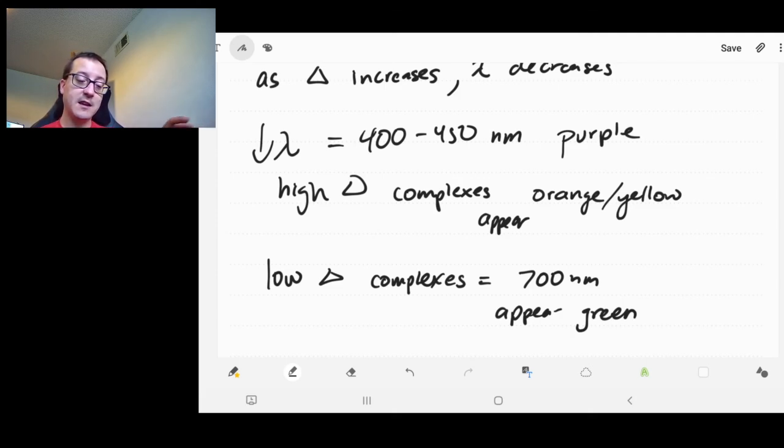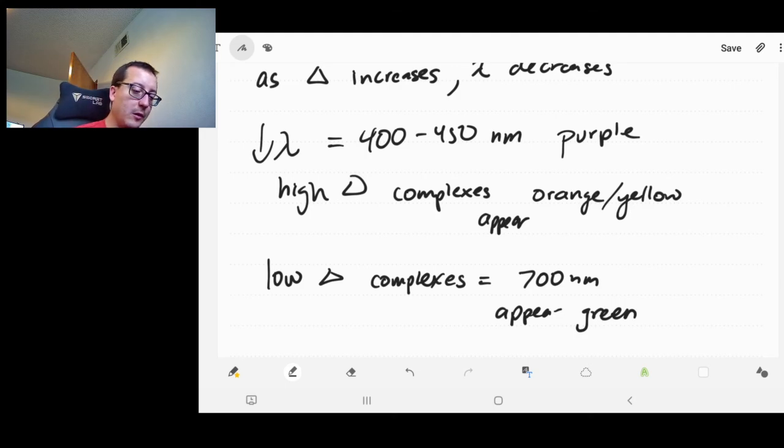With the lower ones, you're going to see more green and blue colors as a result, because the lower energy lights will be absorbed. With the higher complexes, you're going to see more oranges and yellows because the higher energy ones are going to be absorbed. So I know it's a lot of opposites here. That's why these vibrant colors appear: we're absorbing other areas of visible light.